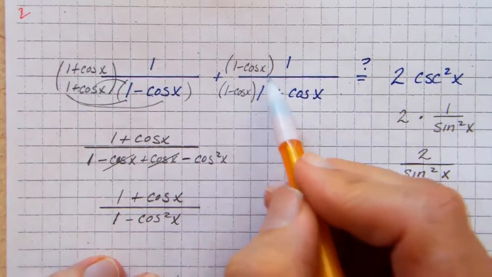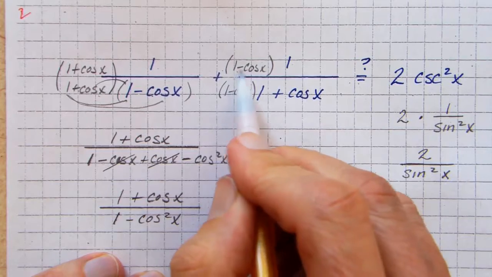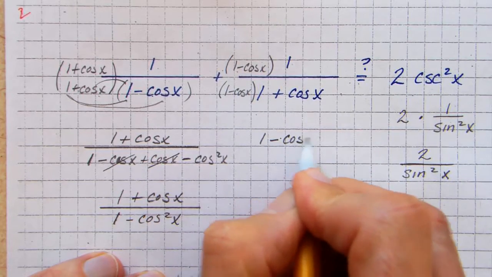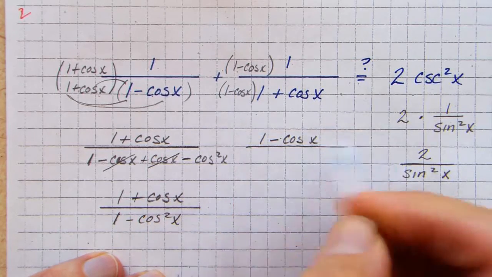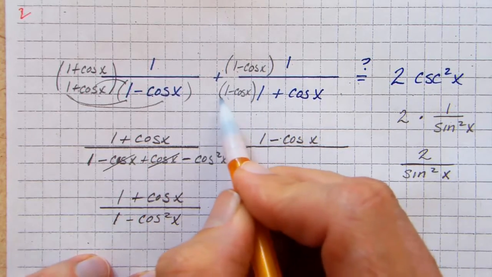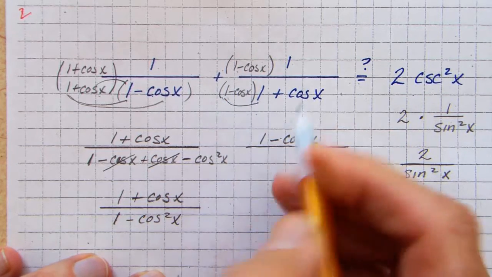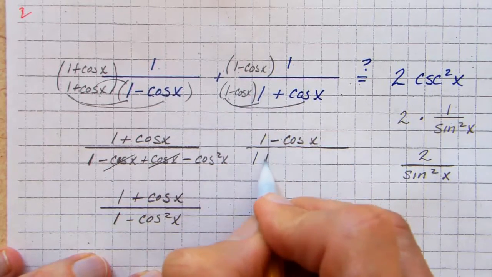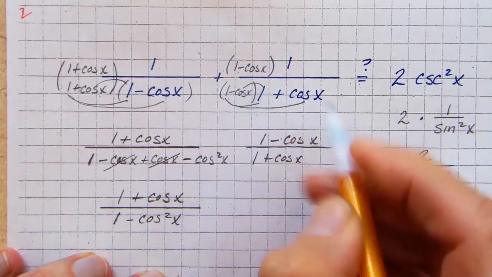Now we'll go over to the other fraction and we'll see what happens here. 1 times 1 minus cosine is 1 minus cosine x. And then on the bottom, we will distribute once again. Now this is going to work out to be the same denominator. Let's go through the steps. 1 times 1 is 1. We have plus cosine. And then here we've got minus cosine.